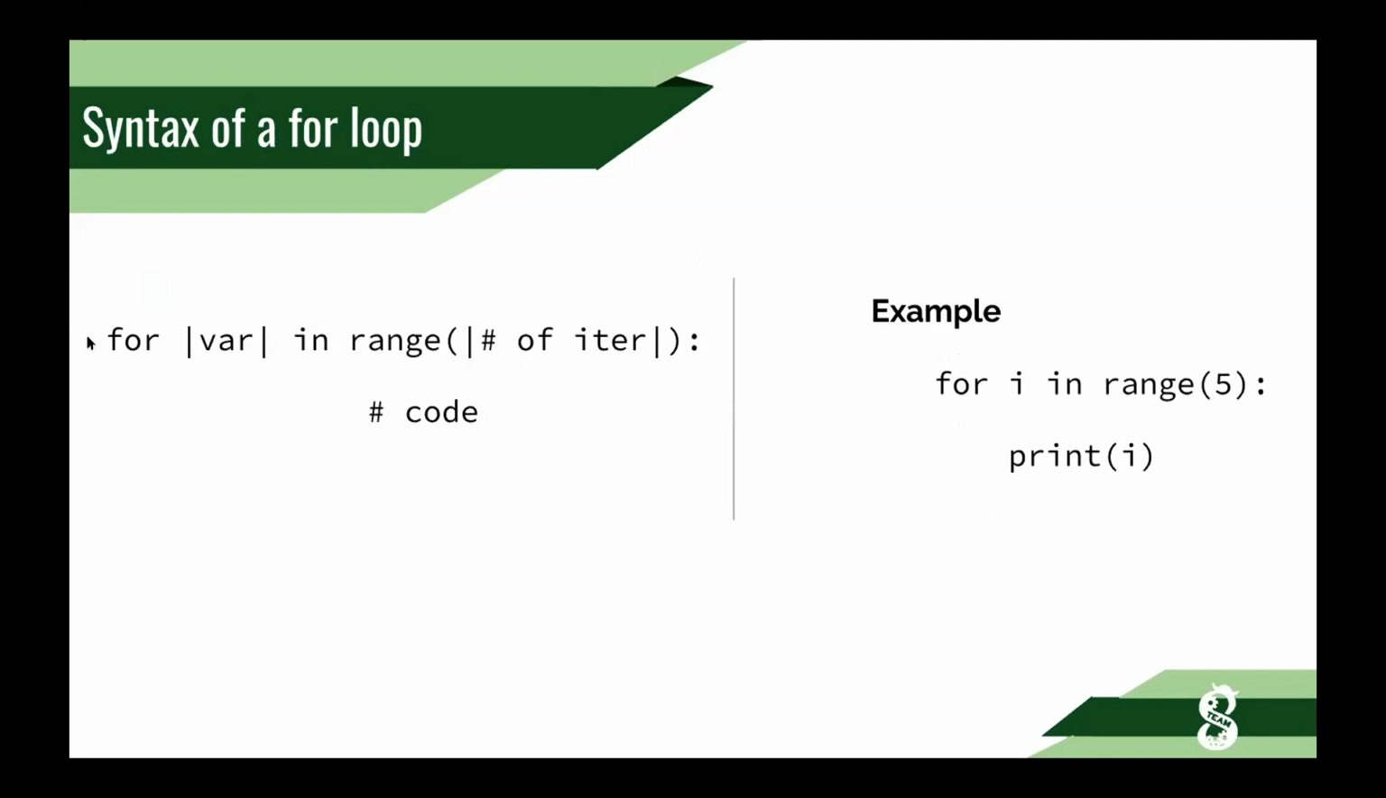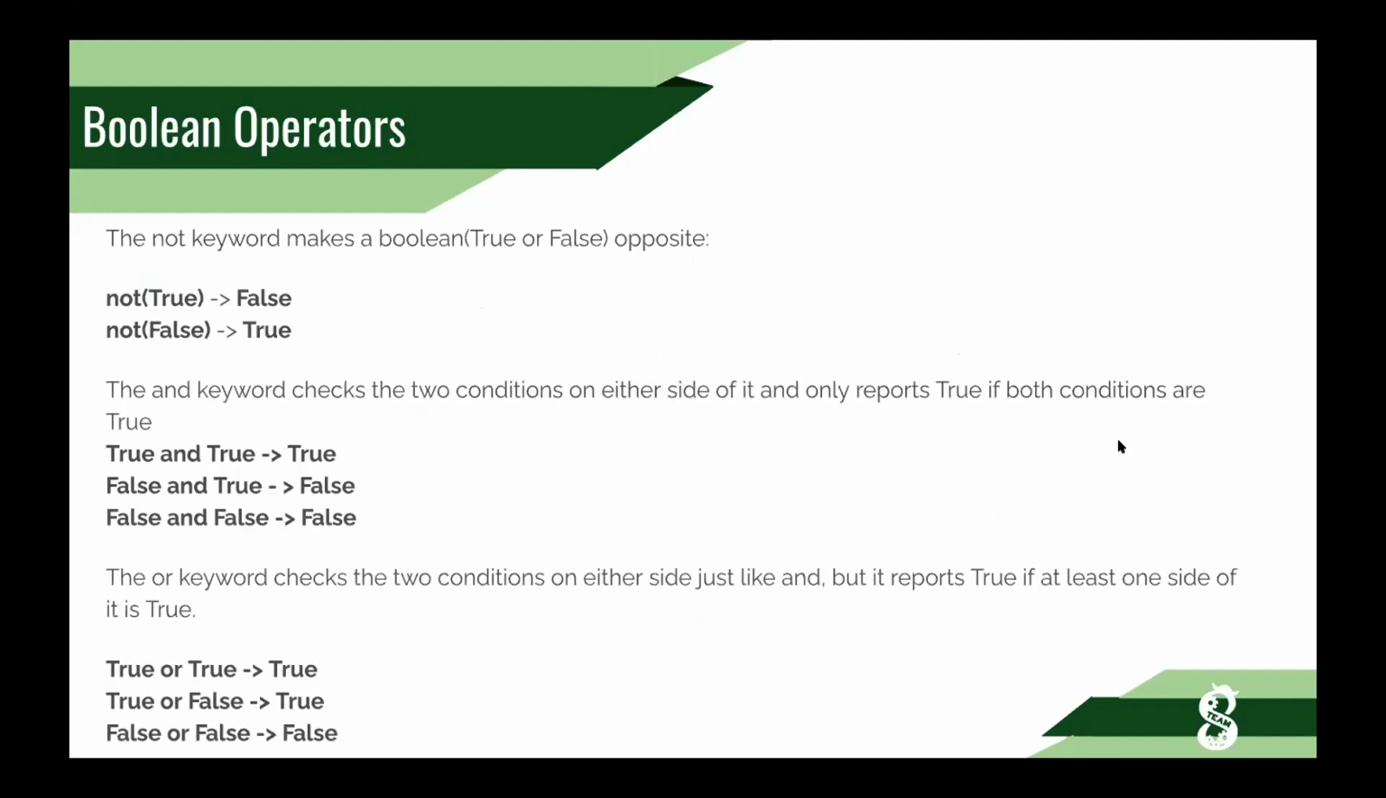For a for loop, it's also pretty simple. We have for, then we put a variable, then in range, and the number of iterations you want. It will be from 0 to n-1 for iterations. Here's an example. For i in range of 5, print i. This will print to you 0, 1, 2, 3, 4, 5.